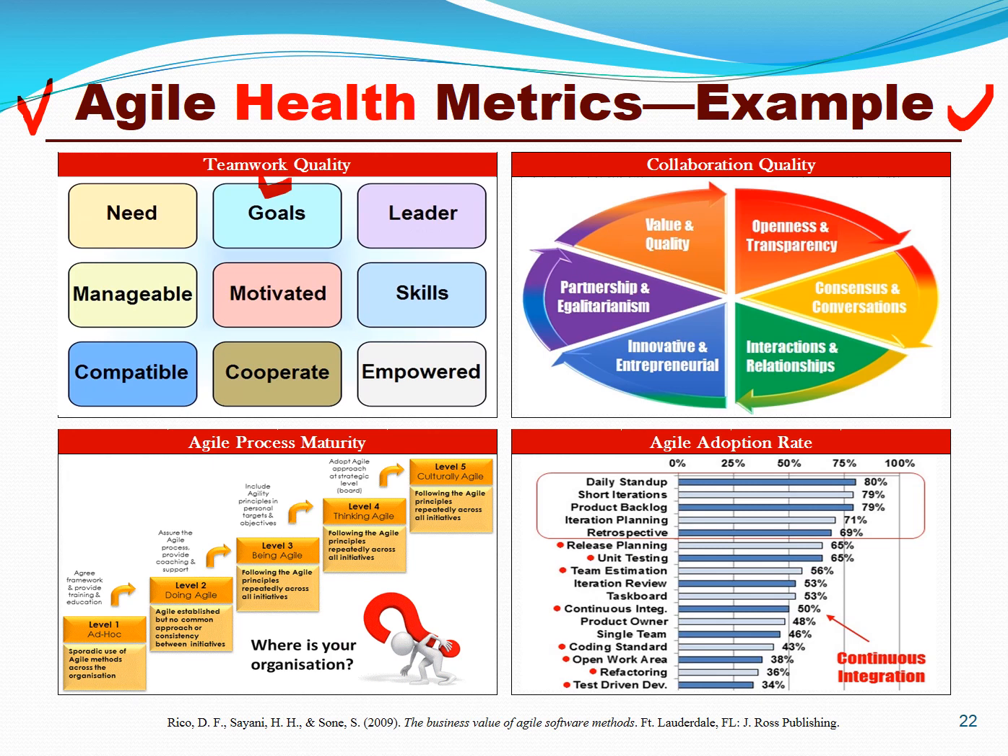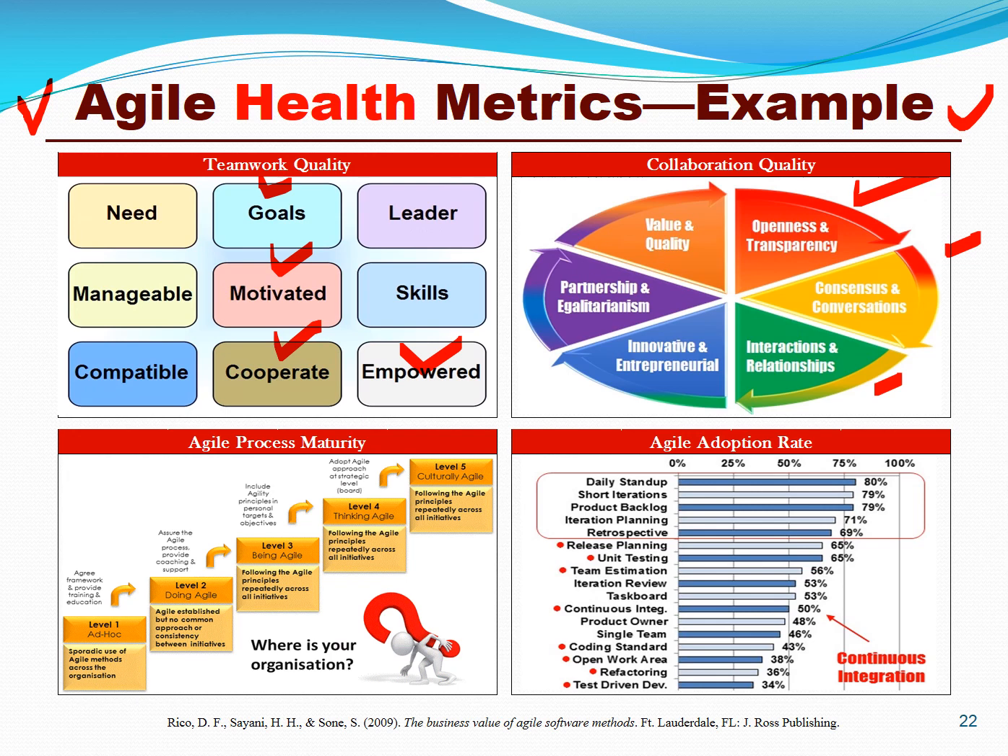Good teams have clear goals, are highly motivated, and have high levels of cooperation and empowerment. There's high levels of openness, transparency, consensus, conversations, interactions, relationships, and you can actually measure these properties to determine your agile performance.